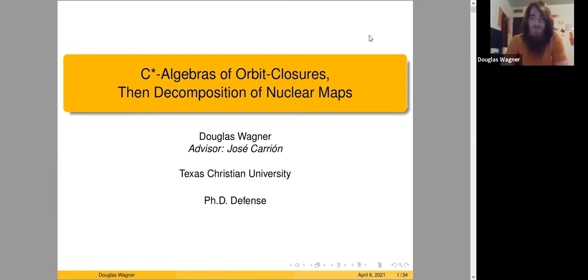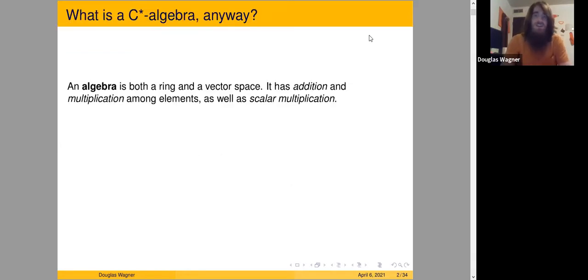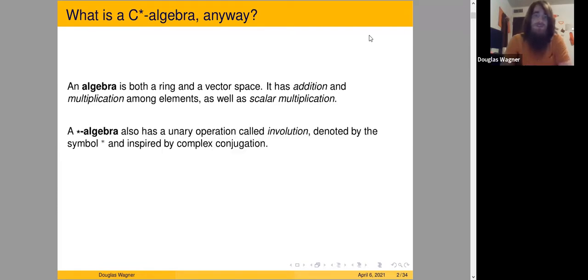So I'll begin by explaining what a C-star algebra is, since that's something they don't do in algebra class. An algebra is a combination of a ring and a vector space. So in addition to addition, it has multiplication within the set, as well as by some scalars from some field. For a star algebra, the field is the complex numbers. So we introduce another operation called involution, which is based on complex conjugation and where the star comes from.